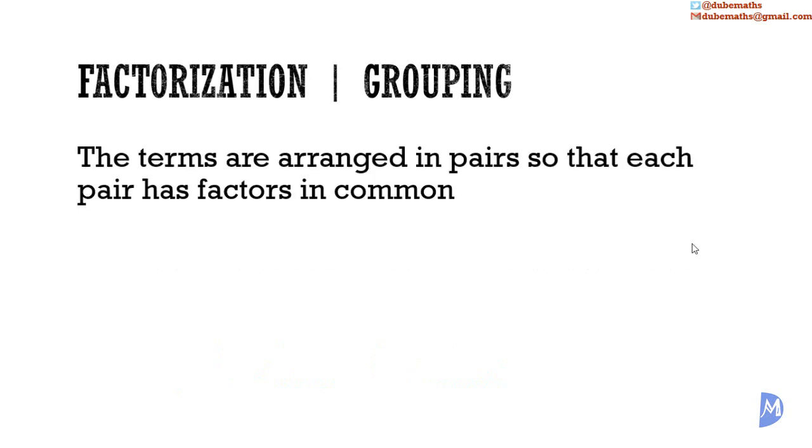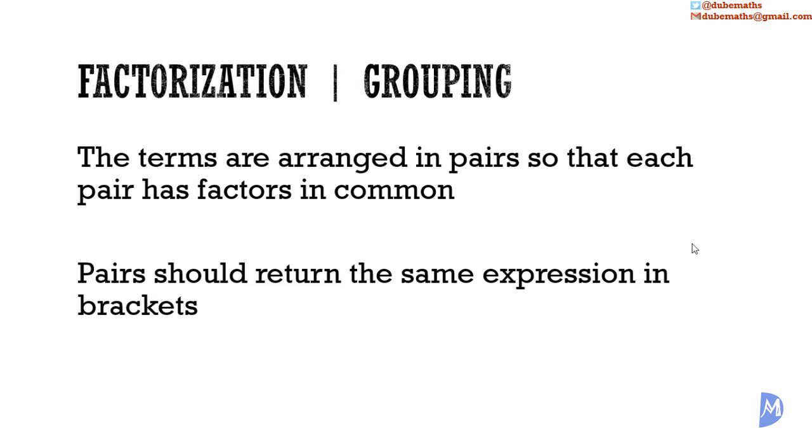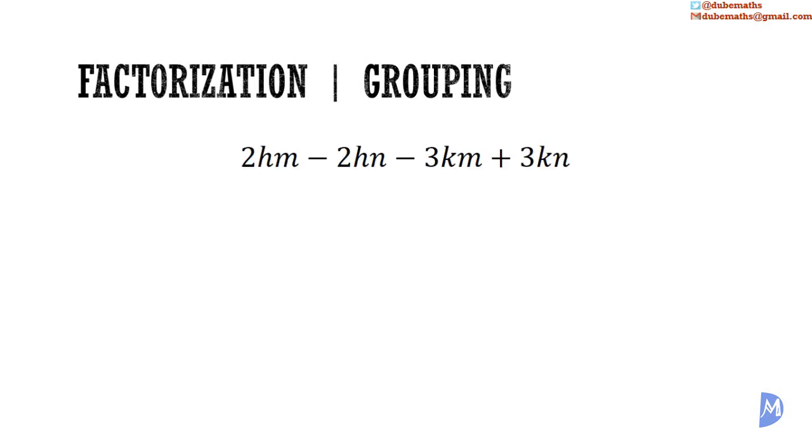First, we arrange the terms so that both the first two terms and the last two terms have factors in common. We then factorize both pairs of terms by HCF. For this to work, both pairs should return the same expression in brackets. For example, 2hm added to negative 2hn added to negative 3km added to 3kn.